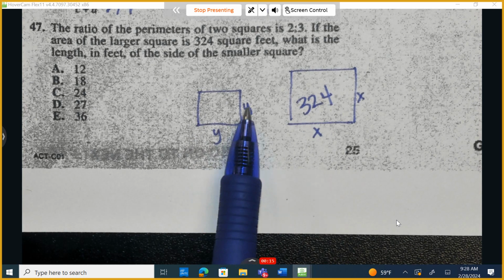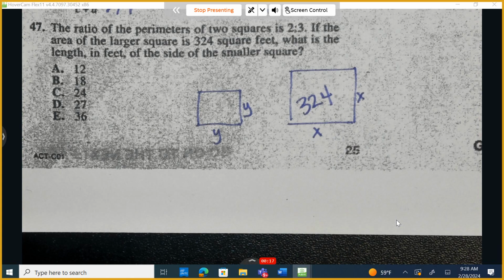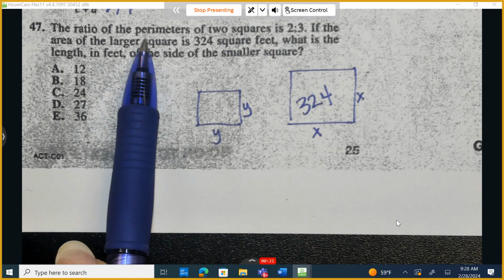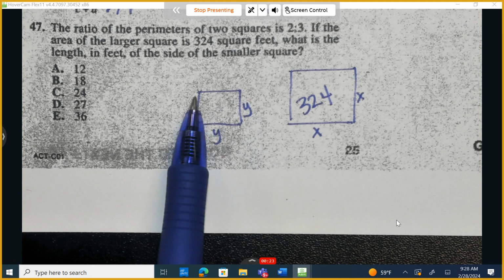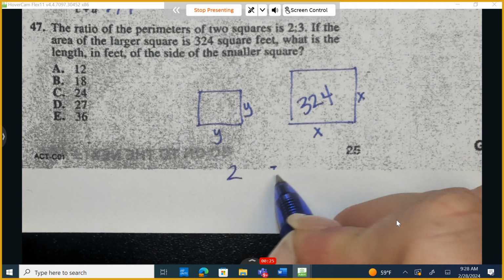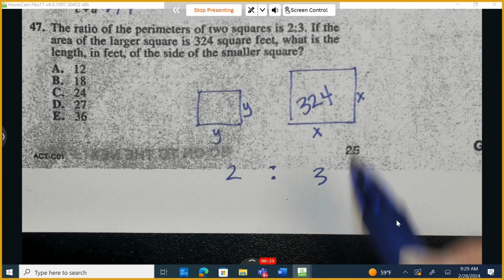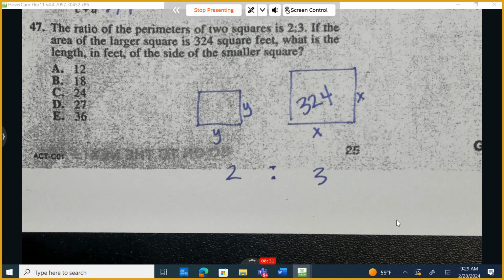I don't know the length of the sides, but what I do know is that when I compare the length of the sides, it's a 2 to 3 ratio, because perimeter talks about adding up the lengths of the sides. So it's a 2 to 3 ratio here when I compare those. That's for the perimeter or the lengths of the sides. And I know that the area of the larger square is 324 square feet.